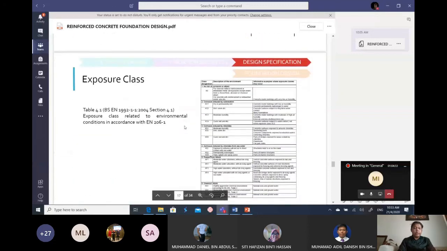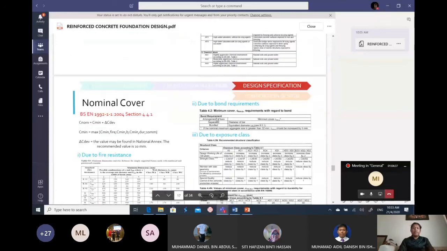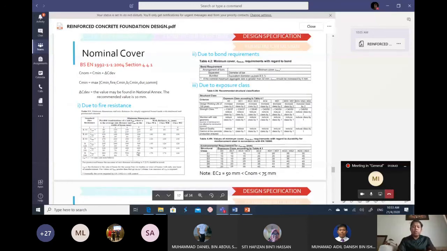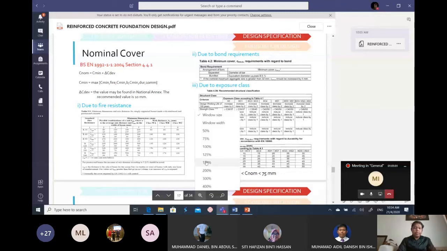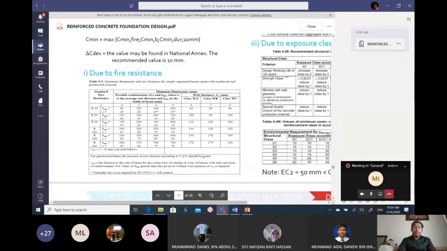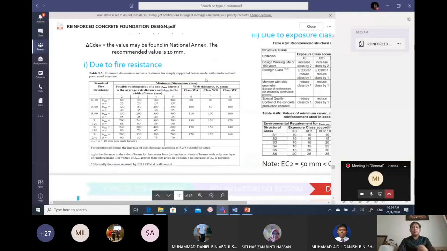For the nominal cover, as usual, you have to check based on three conditions: due to the fire resistance, due to the bond requirement, and due to the exposure class. For fire resistance, you have to use Table 5.5, following the simply supported beam made with reinforced concrete. So you have to follow this table, not the one for slab or continuous.